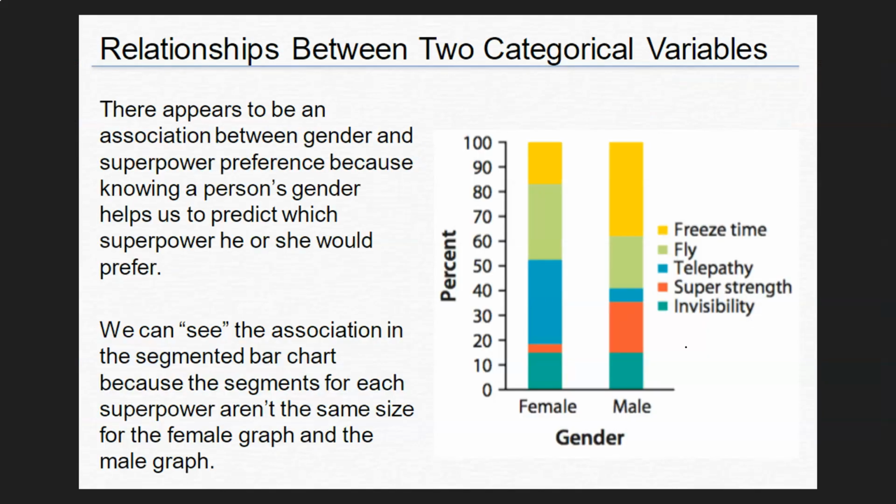So if we go back to our stacked bar chart, we don't have to draw any conclusions about this right now other than to say there appears to be an association between gender and superpower, because knowing a person's gender helps us to predict which superpower he or she would prefer. For example, if I'm a female, that makes me much more likely to choose telepathy than if I am a male. We can see that association in the segmented bar chart because the segments for each superpower aren't the same for the female graph and the male graph.